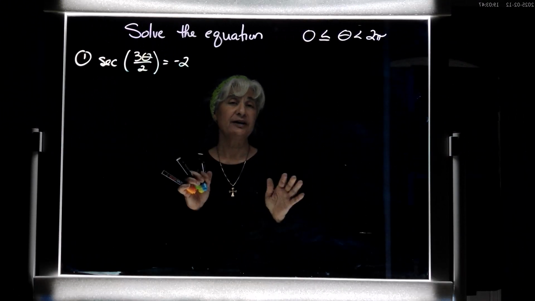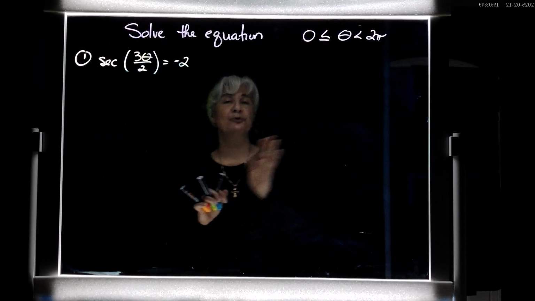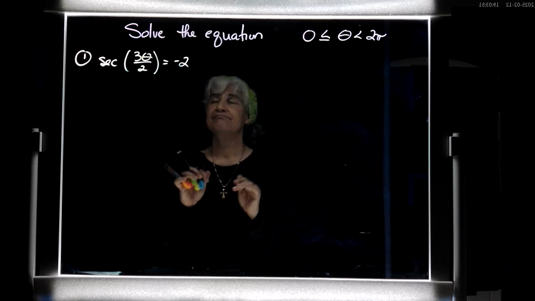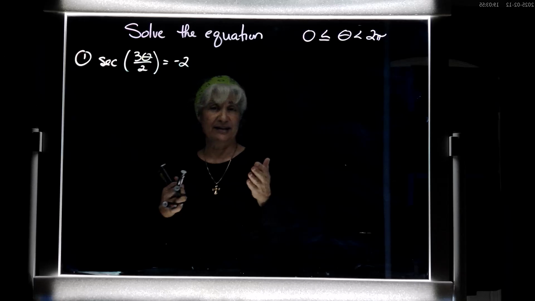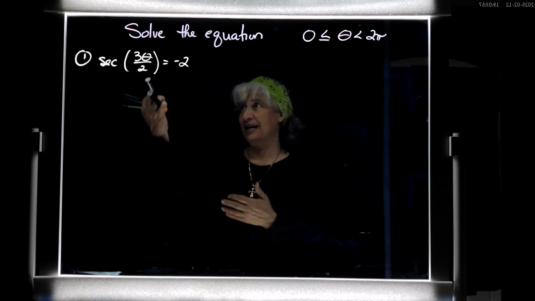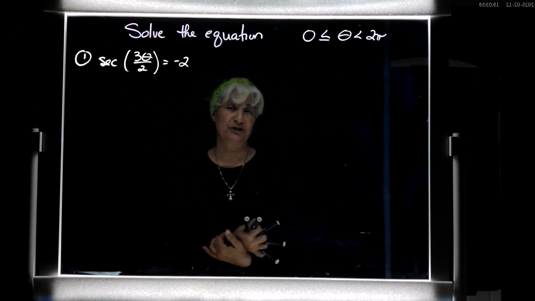Okay, hopefully you worked on these problems before you found my answer key video. So I'm assuming you did, so let's look at number 1. Number 1 is asking us to find the secant of this angle, and it's supposed to equal -2.